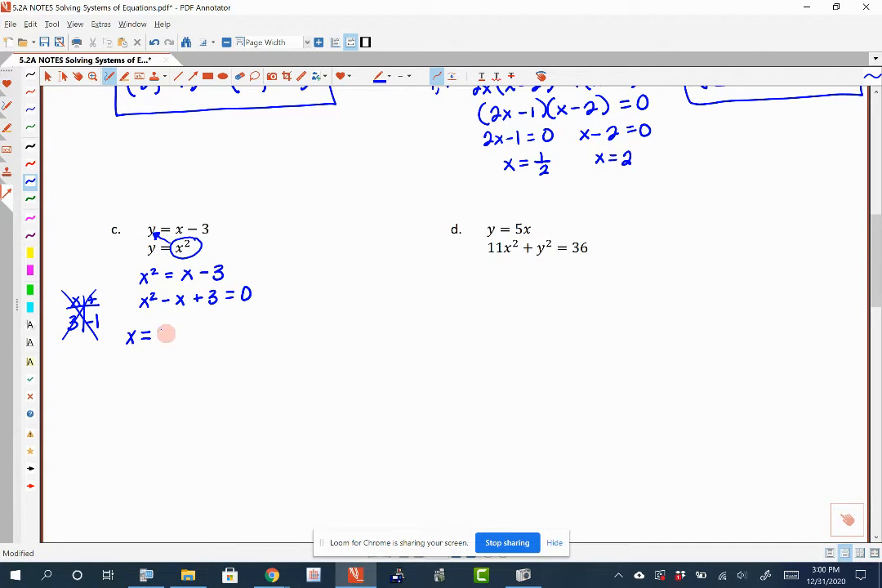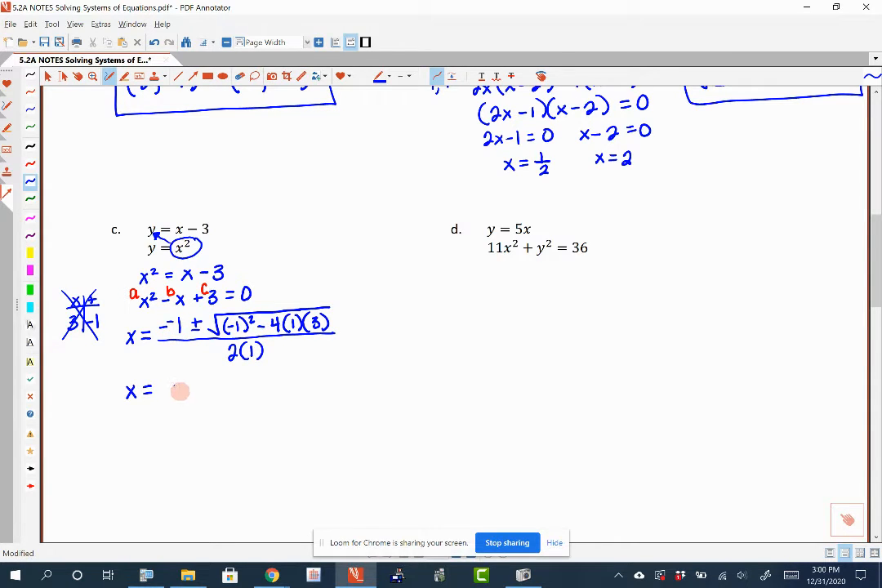X equals negative b. Well, my b is already a negative 1, plus or minus the square root of b squared minus 4 times a times c. Now, it may have been a while, so remember, your a is the coefficient in front of your x squared, your b is the coefficient in front of your x, and your c is your constant. And this is all over 2 times a, so 2 times 1. So when we simplify, this is going to give us our x values.